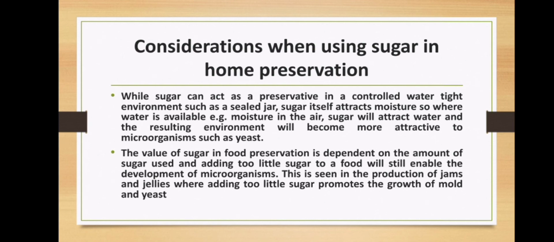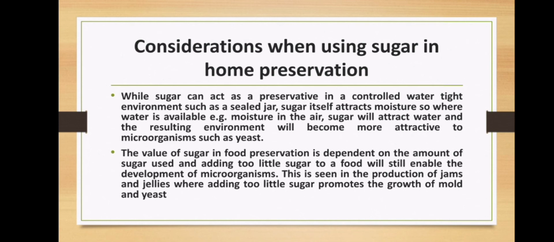Considerations when using sugar in home preservation. While sugar can act as a preservative in a controlled water-tight environment such as a sealed jar, sugar itself attracts moisture. So where water is available, for example moisture in the air, sugar will attract water and the resulting environment will become more attractive to microorganisms such as yeast.